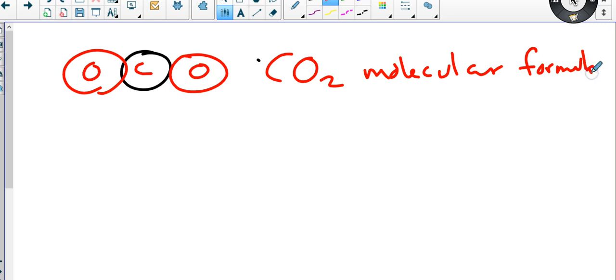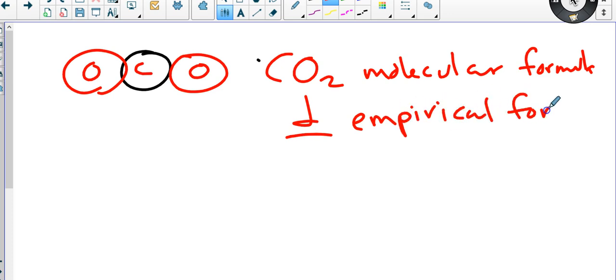Does it have a different empirical formula? No. So sometimes they're the same if it's already in the lowest ratio possible. But depending on the molecule, they aren't always the same.